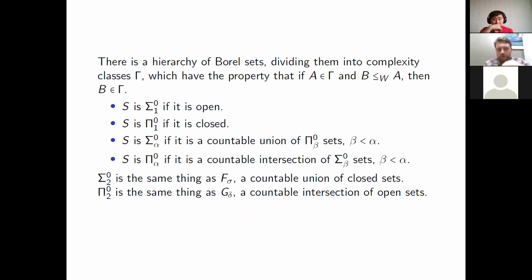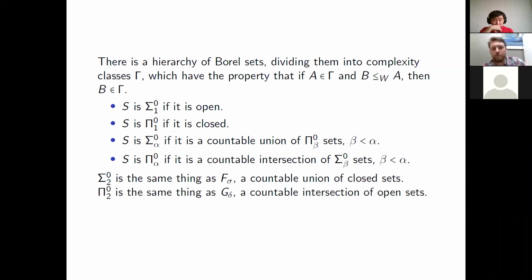You start with the open sets and the closed sets, which are sigma 1 and pi 1, we call them. If you're a countable union of closed sets, that puts you up to the next level, sigma 2. If you're a countable intersection of open sets, that puts you up to pi 2. If you're a countable union of pi 2 sets, that puts you up to sigma 3. So it's how many times you iterate taking unions and intersections that determines your level of complexity. There's an older notation where people write F sigma or G delta, and these really are the same thing as sigma 2 and pi 2.